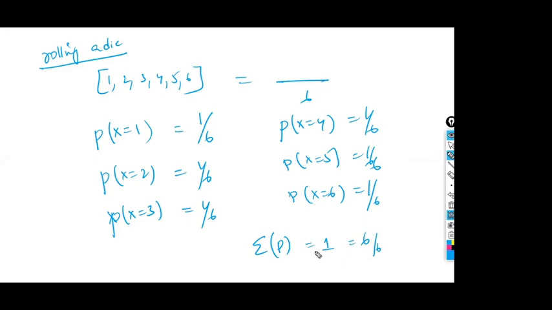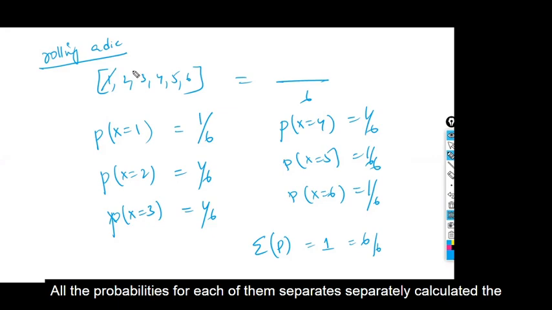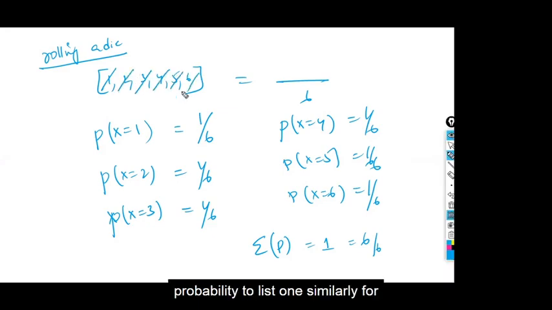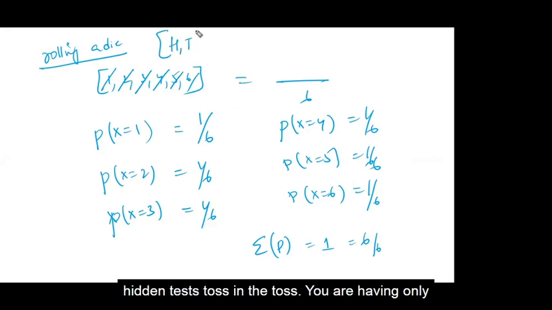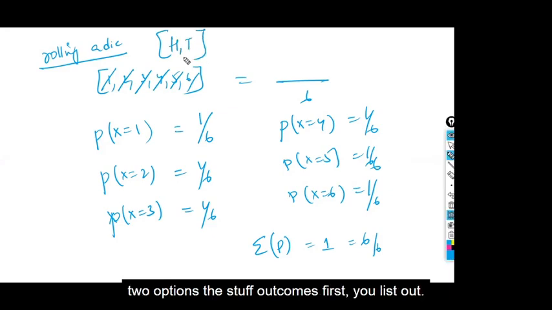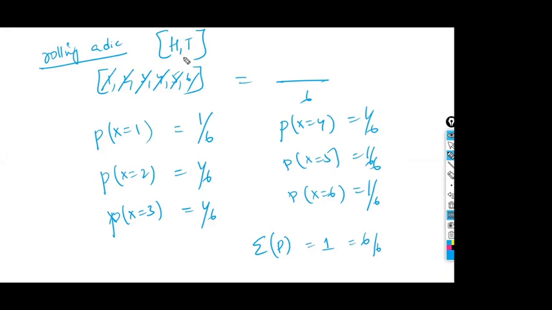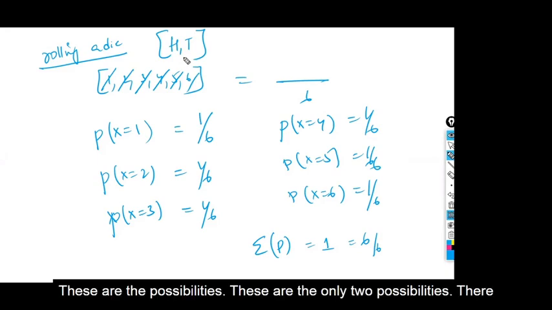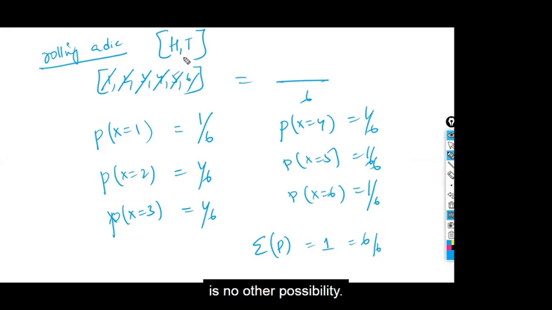Sum is equal to 1. All the probabilities for each of them separately, you calculated the probability. Total is 1. Similarly for head and tails, toss. In the toss you are having only 2 options. List of outcomes, first you list out. These are the possibilities. These are the only 2 possibilities. There is no other possibility.